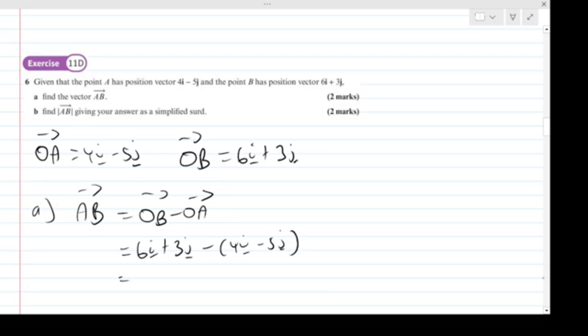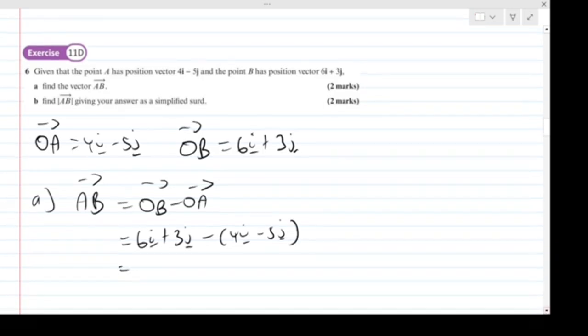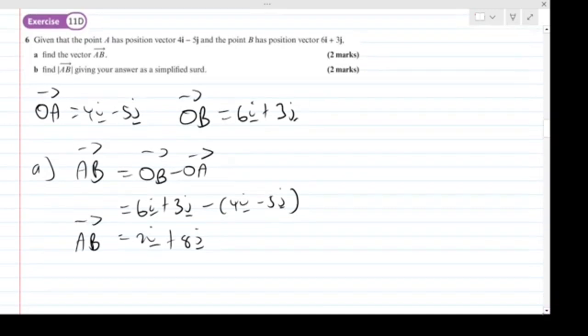Then I can just collect the i's and j's. 6i take away 4i is 2i. And 3j take away negative 5j is a double negative, so it's positive: 3j add 5j is 8j. And there we are, that's the vector AB. Cool. Then for part B, we need to find the magnitude of AB.